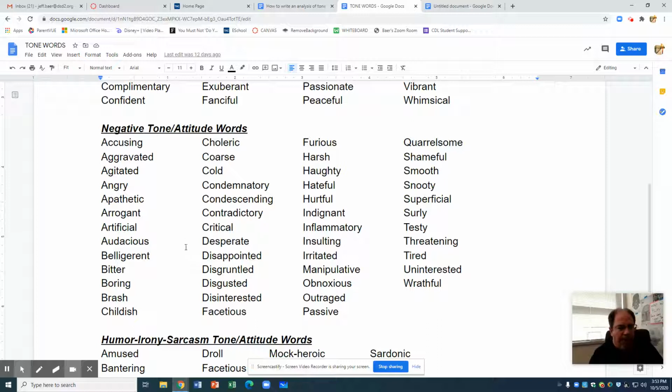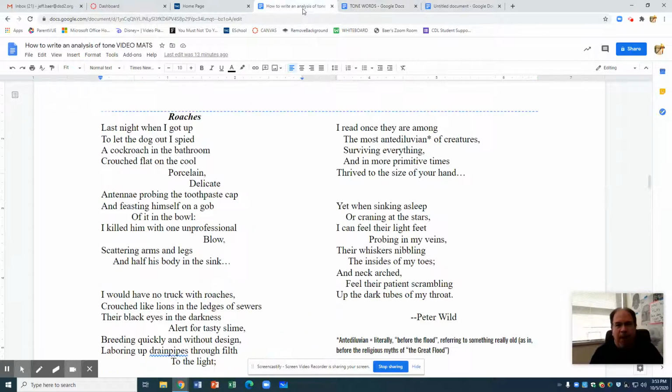But how about, let's take a look at, how about hateful? Right? Think about how hateful would work for this poem. Certainly we get the idea in this stanza where he says that he kills him with one unprofessional blow. The guy clearly is not a dispassionate professional exterminator. This is not just another day at the office. When he sees a roach, he smashes it with one shot.